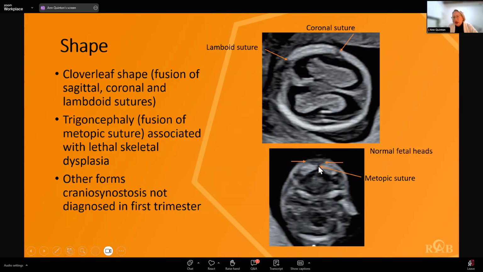And it's about that time that we start having trouble seeing into the fetal brain from the anterior part. And we have to go around and scan through the coronal suture to see parts of the fetal brain. So just be aware that other forms of craniosynostosis can't be diagnosed in the first trimester. So if you see a really abnormal shaped head, think lethal skeletal dysplasia.